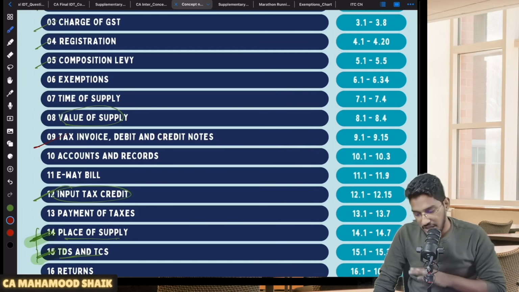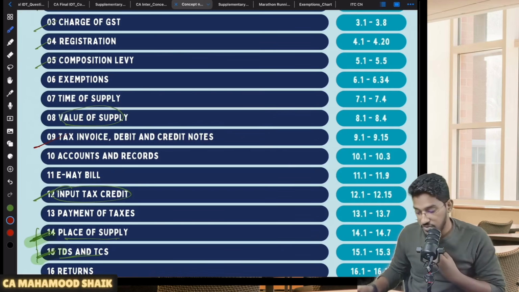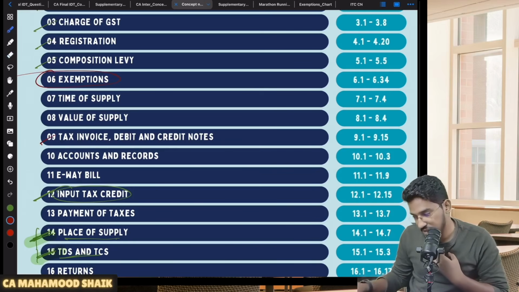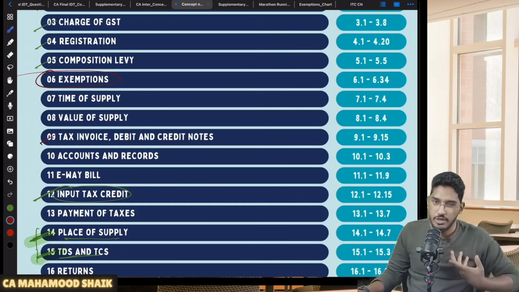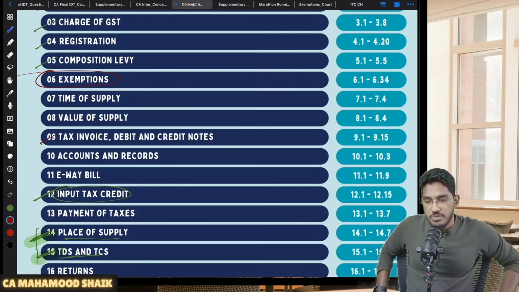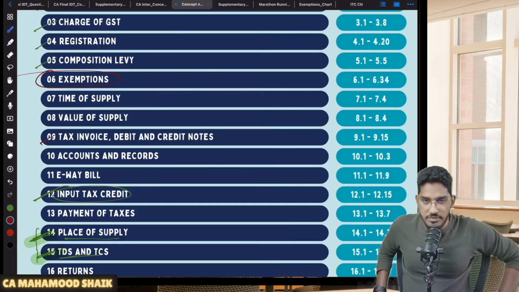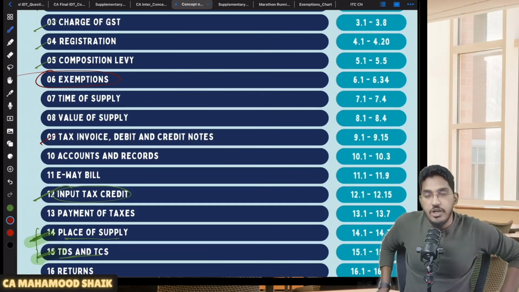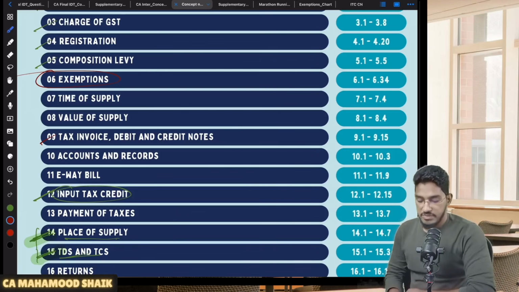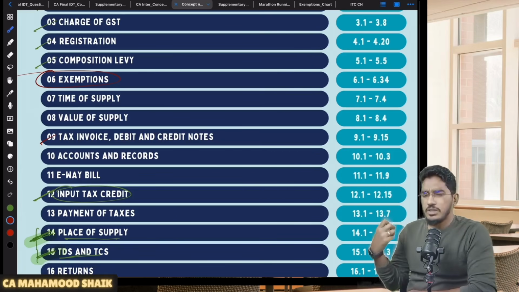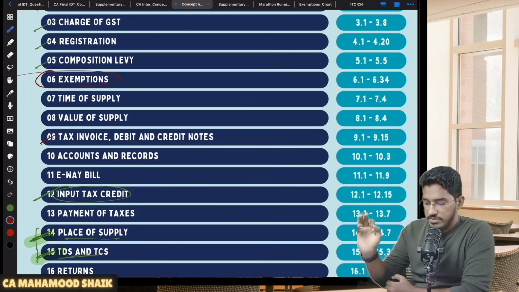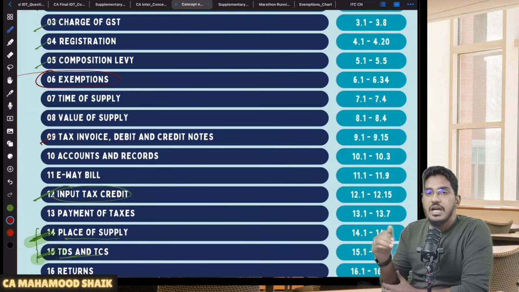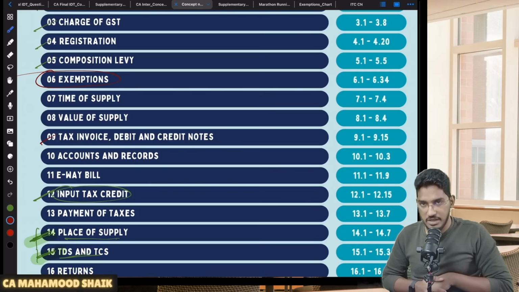So today we'll try to end our live sessions. One more last topic which I'll be doing live for revision is tax invoice, debit and credit notes. Many of you have been asking for exemptions. That I will try to record and upload. Because exemptions is such a huge chapter, we can't do 100% revision. So all the conceptual things, all the important and very frequently tested questions from the exemptions chapter, I will identify and try to record and upload.